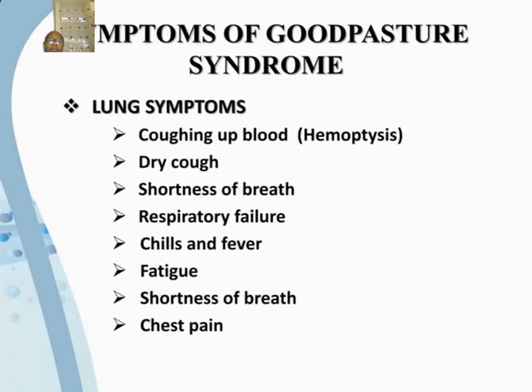In the lungs, there is coughing up of blood, hemoptysis, because of the destruction of the collagen which holds the alveolar spaces. That means if the collagen is destroyed, the micro blood vessels in the alveolar spaces are destroyed, resulting in alveolar hemorrhage, and this can result in blood in the sputum. There can be a dry cough, shortness of breath, respiratory failure, chills and fever, fatigue, and sometimes chest pain.